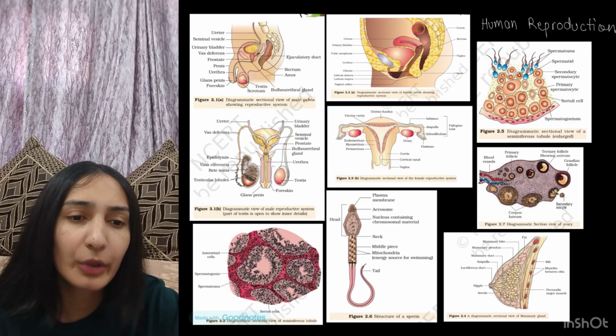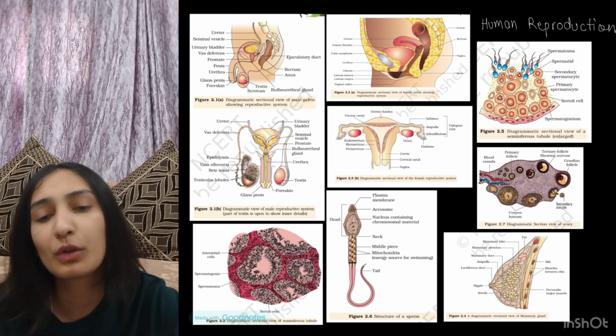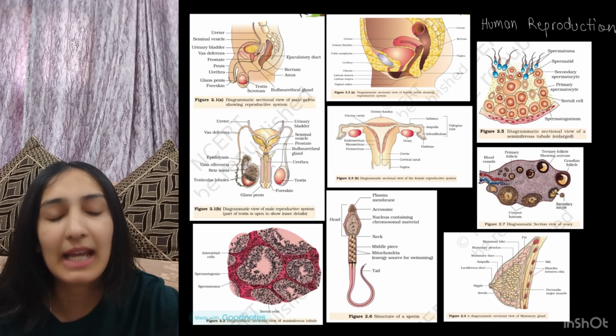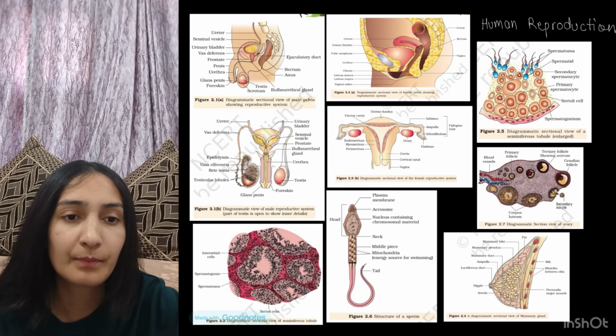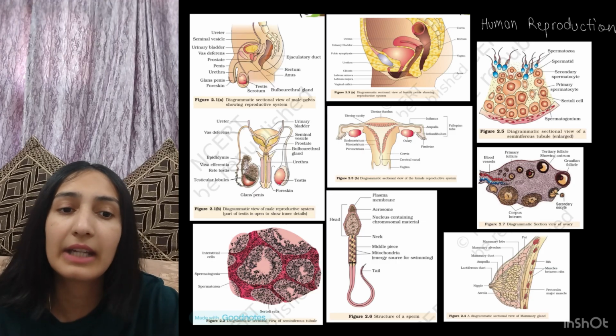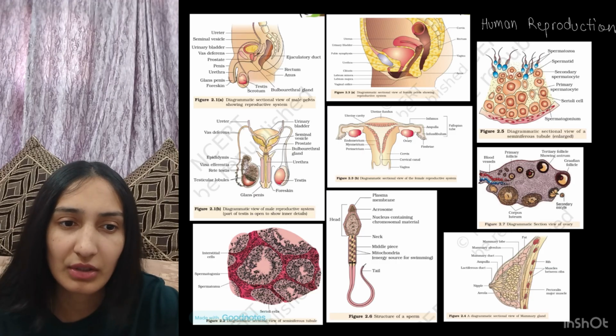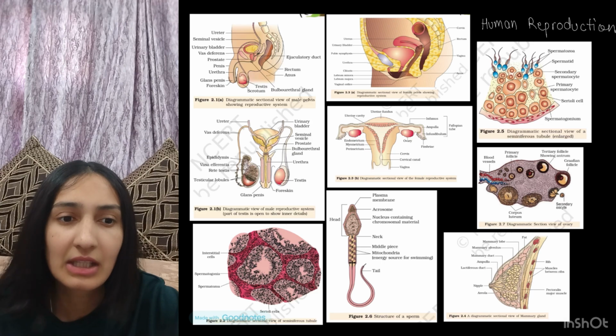Now figure 2.3b depicts the diagrammatic sectional view of female reproductive system, where you can see we have ovaries, then we have fimbriae, then for fallopian tube we have three parts: isthmus, ampulla and infundibulum. Then we have the uterine fundus, we have uterine cavity, and the layers are endometrium, myometrium and perimetrium. Along with it we have cervix, cervical canal and vagina.